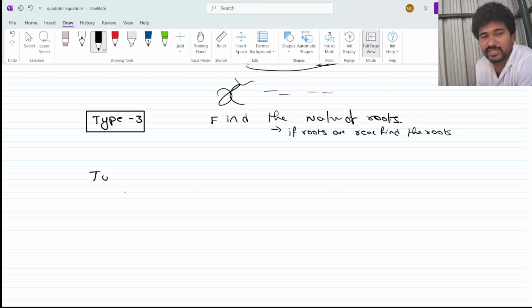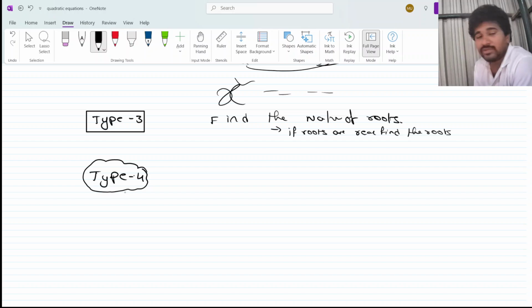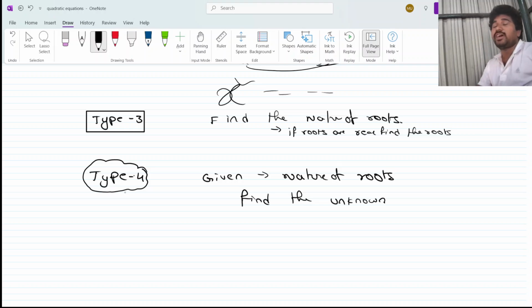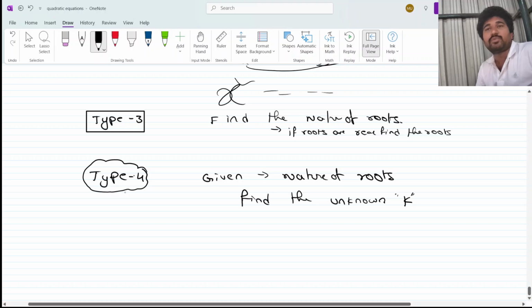Type 4. What is this type 4 question, do you know? He will give the nature of roots. Find the unknown. There is nothing called find the quadratic equation. He didn't give the roots, only the nature of the roots. He will ask to find the unknown, some k or something they will put in the equation. So what do you have to do?